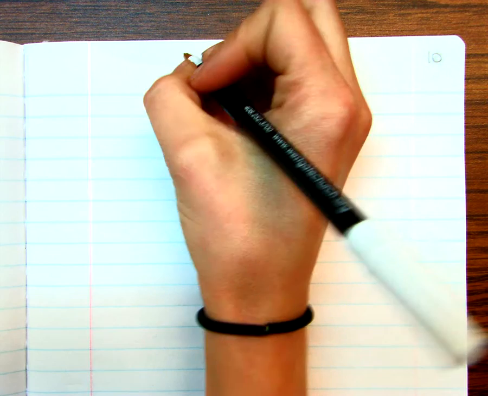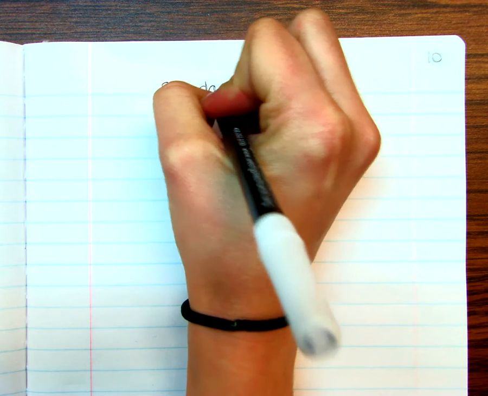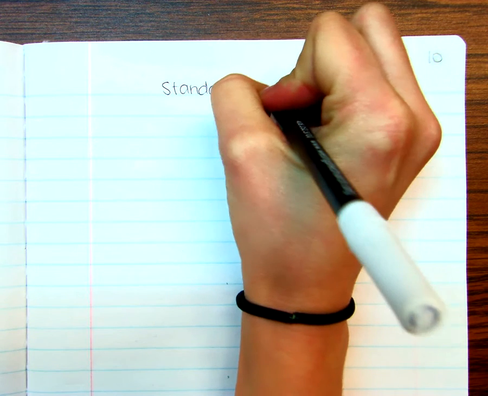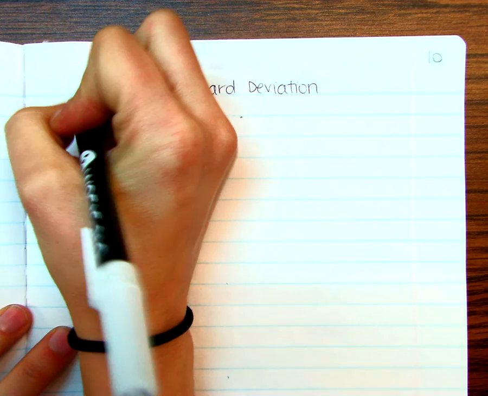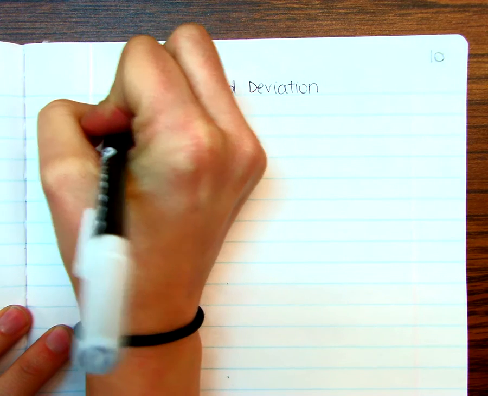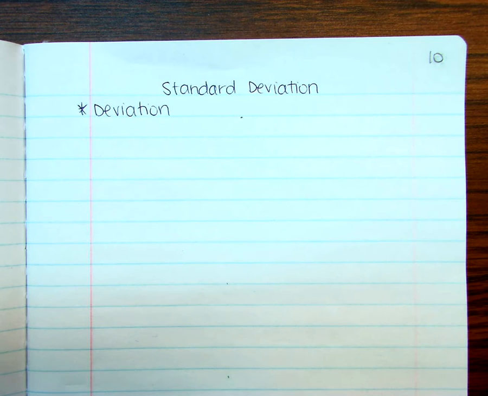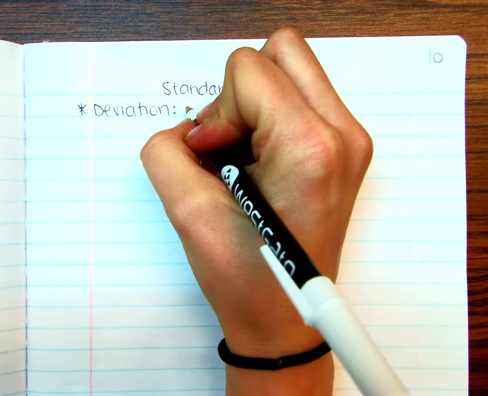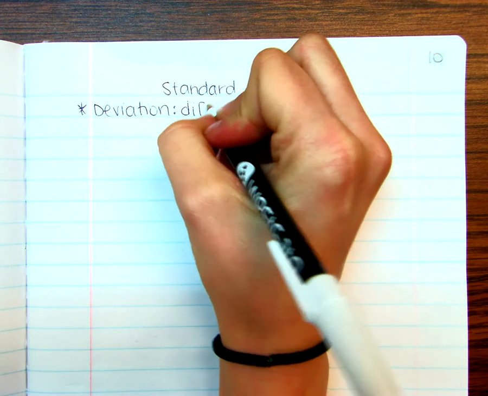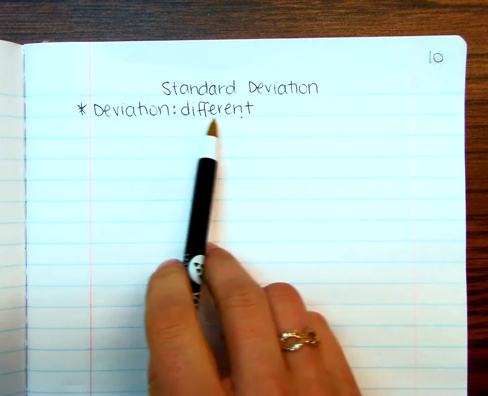All right. Today we are going to be learning about standard deviation. First, we need to start off and define deviation. So deviation talks about how different something is. So when you see deviation, I want you to think about difference.